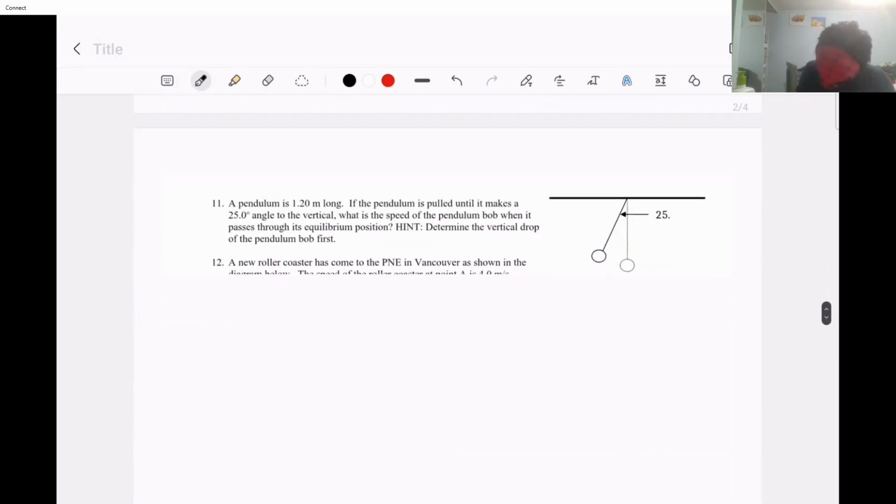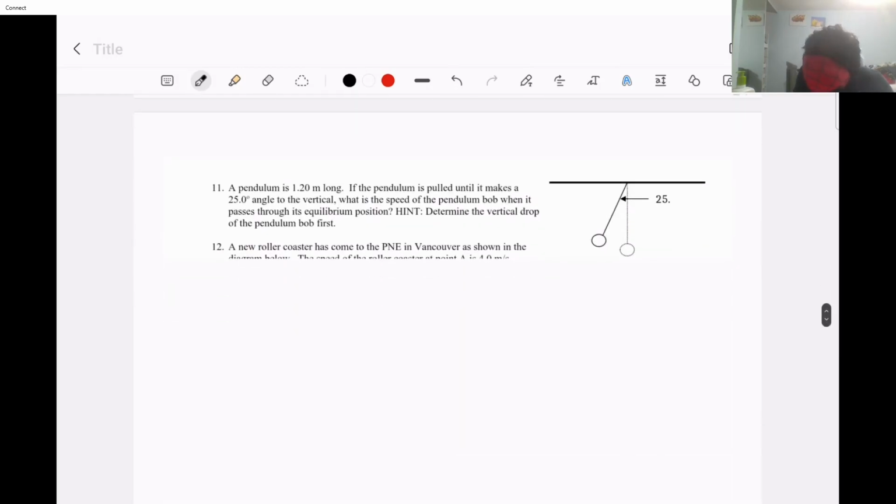Two more questions. A pendulum is 1.2 meters long. If the pendulum is pulled until it makes a 25-degree angle to the vertical, what's the speed of the pendulum bob when it passes through its equilibrium position? Hint: determine the vertical drop of the pendulum bob first.